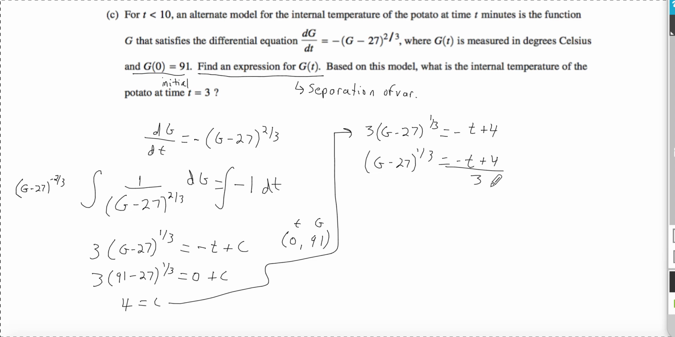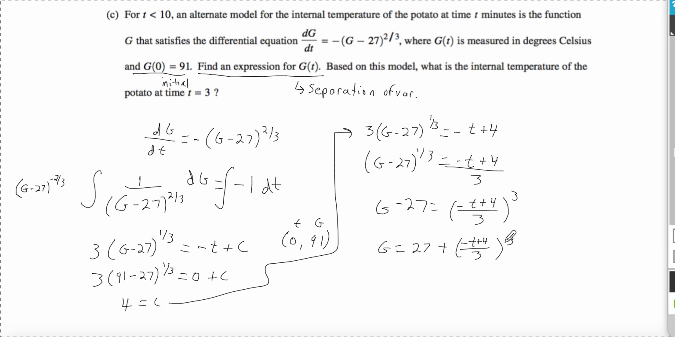Okay, I divided by 3. Now I've got a 1/3 power. That's a cube root. So to undo a cube root, I need to raise this to a 3rd power. So I'm going to raise this to a 3rd power. That'll give me g minus 27 is ((negative t plus 4) over 3) to the 3rd power. And then I'm going to add 27. So g is 27 plus ((negative t plus 4) over 3) to the 3rd power.